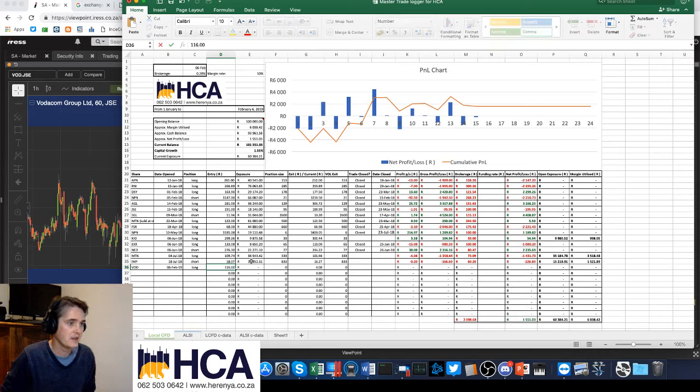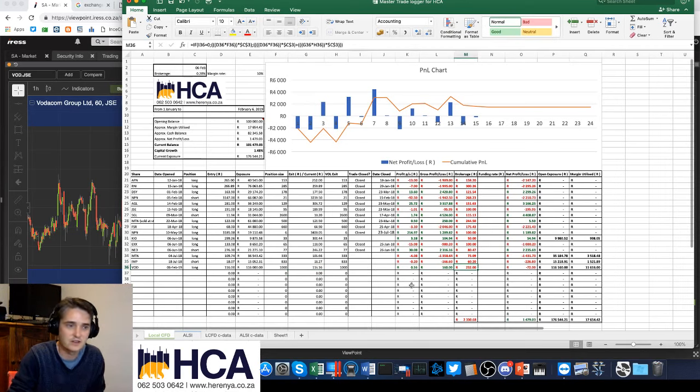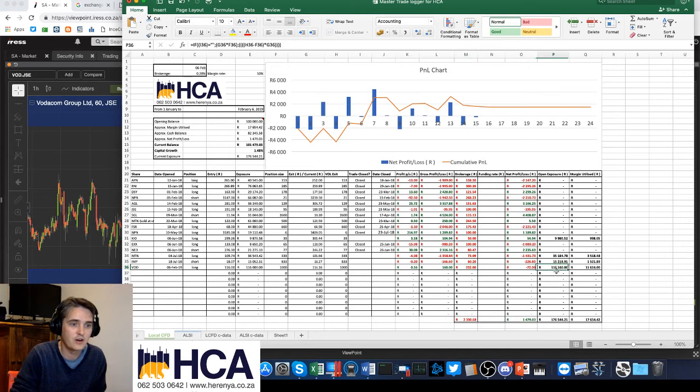116 Rand, and we took 1,000 shares. We can see here that the current price is 116 Rand and 16 cents, so we are up 16 cents, or 160 Rand. The brokerage is 232 Rand for that trade. Our open exposure is 160 Rand on that position.